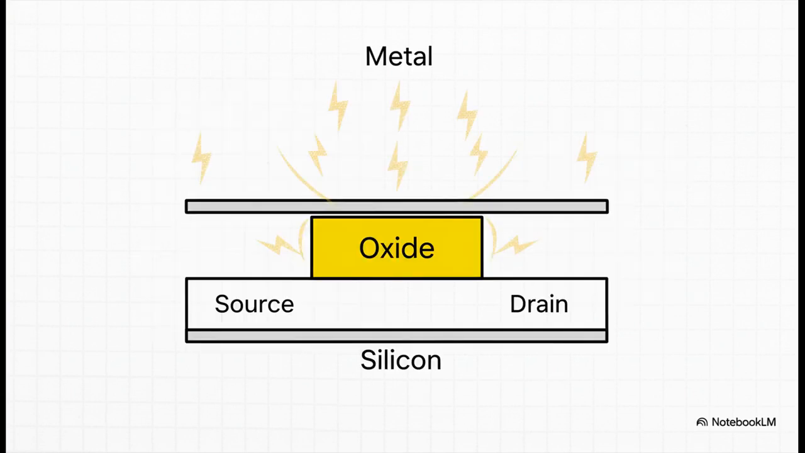Next up is O for oxide. Okay, now this is the secret sauce. Right underneath that gate is a super, super thin layer of silicon dioxide, which is pretty much just glass. It's an insulator. And this is absolutely crucial because it separates the handle from the water pipe, electrically speaking. It's the reason the MOSFET is so ridiculously efficient. Almost no current can leak into the control part.